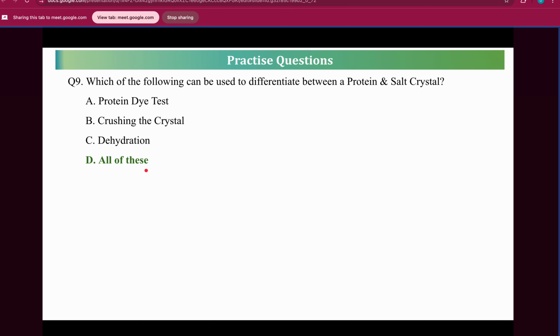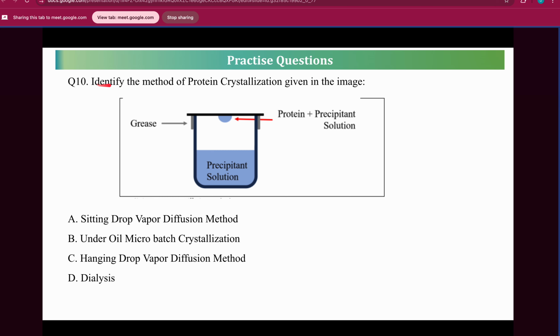Now let's look at the 10th question, which is the last question. Identify the method of protein crystallization given in the image. This comes under vapor diffusion methods. We have not gone into the detail of these methods because they were already discussed in detail in your week 3 classes. In this, we have the apparatus in which there is a precipitant solution, grease which is attached, and then the cover slip put on it, which contains the protein plus the precipitant solution. You have to tell which method it is.